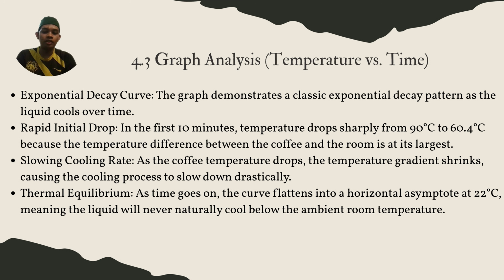Rapid initial drop. In the first 10 minutes, temperature dropped sharply from 90 degrees Celsius to 60.4 degrees Celsius because the temperature difference between the coffee and the room is at its largest. Slowing cooling rate. As the coffee temperature drops, the temperature gradient shrinks, causing the cooling process to slow down drastically. Thermal equilibrium. As time goes on, the curve flattens into a horizontal asymptote at 22 degrees Celsius, meaning the liquid will never naturally cool below the ambient room temperature.